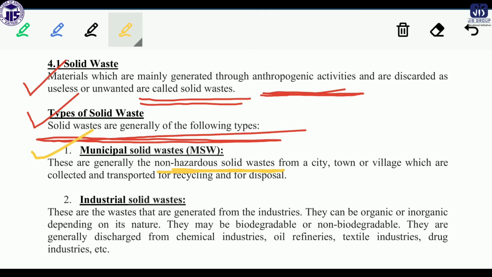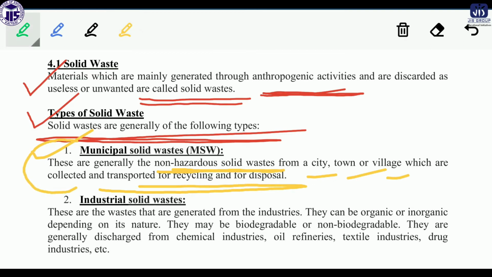You know that in the municipal area there is a collector who comes to collect all the solid waste materials from house to house, and this type of solid waste is generally non-hazardous, and it is collected from either a city, a town, or a village. And it is transported for recycling and disposal. So these kinds of solid waste materials are called municipal solid waste.